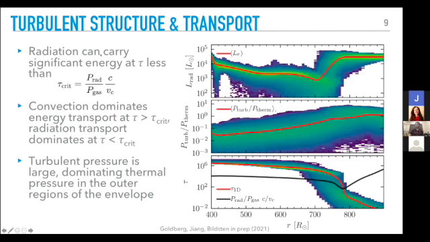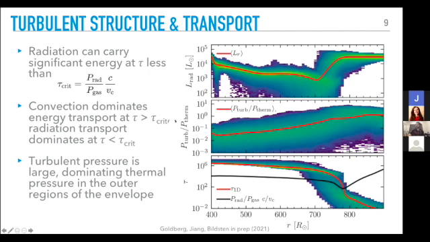A little bit more about the turbulent structure. Radiation can carry a significant amount of the flux at tau less than this critical tau, P_rad over P_gas, c over v. It's normally in the radiation dominated regime, c over v is this key variable where light can get ahead of the convective motion, but because we have to evacuate the radiation field, P_gas over P_rad times, the critical optical depth is modified by that.